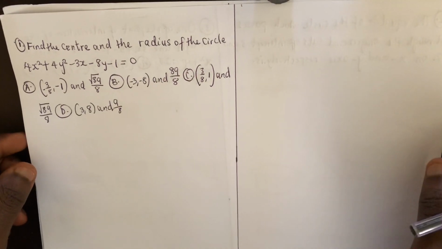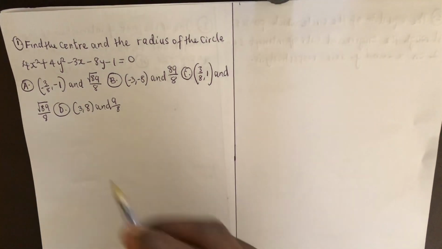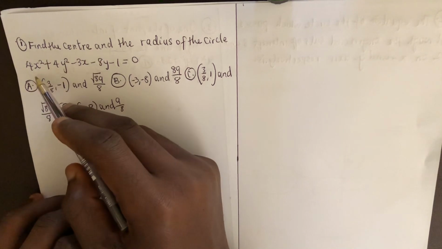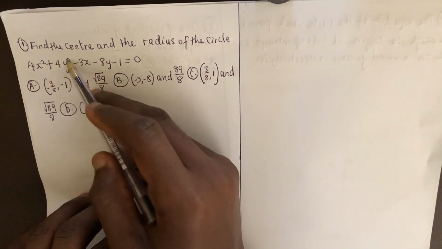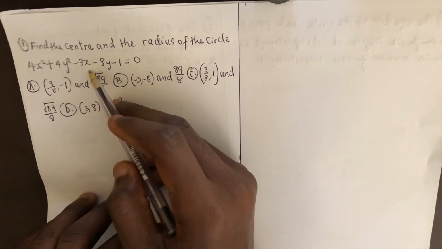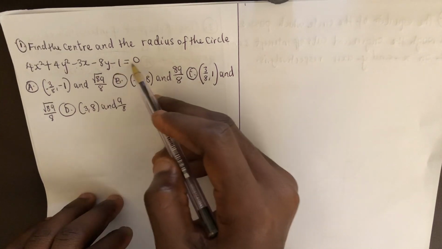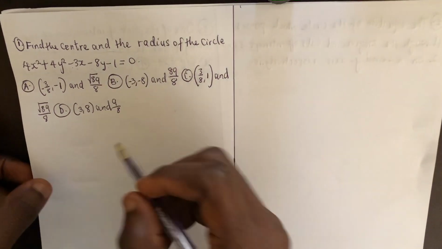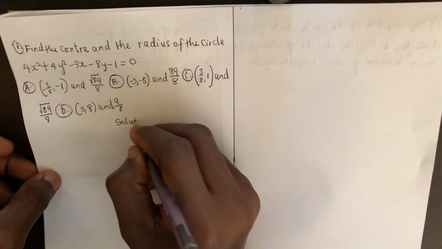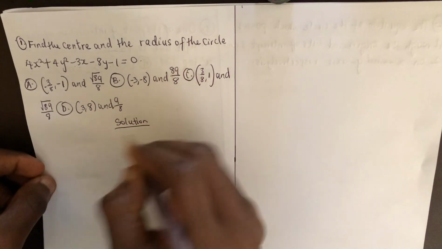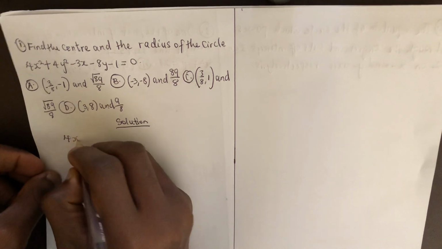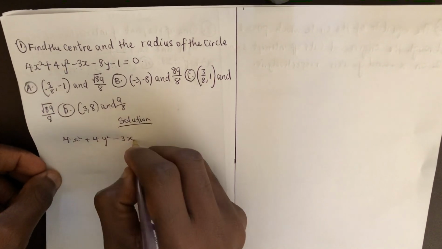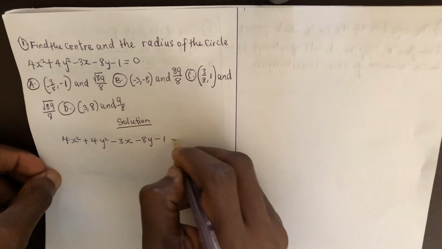So question number 1. Question number 1 reads: find the center and the radius of the circle 4x squared plus 4y squared minus 3x minus 8y minus 1 equals 0. And here are the options that were given. So how are we supposed to do this? Solution. So I'm going to be writing that same equation: 4x squared plus 4y squared minus 3x minus 8y minus 1 equals 0.